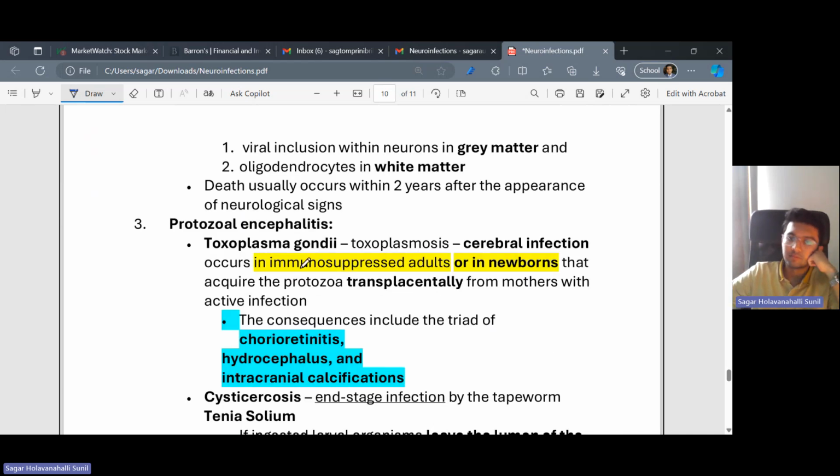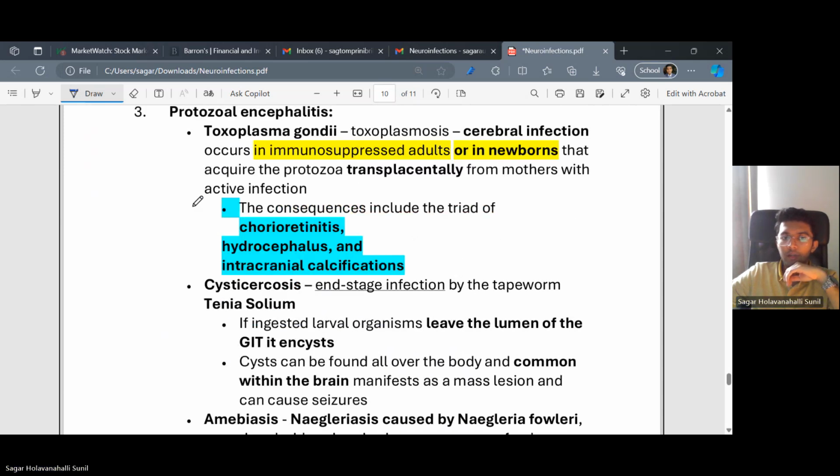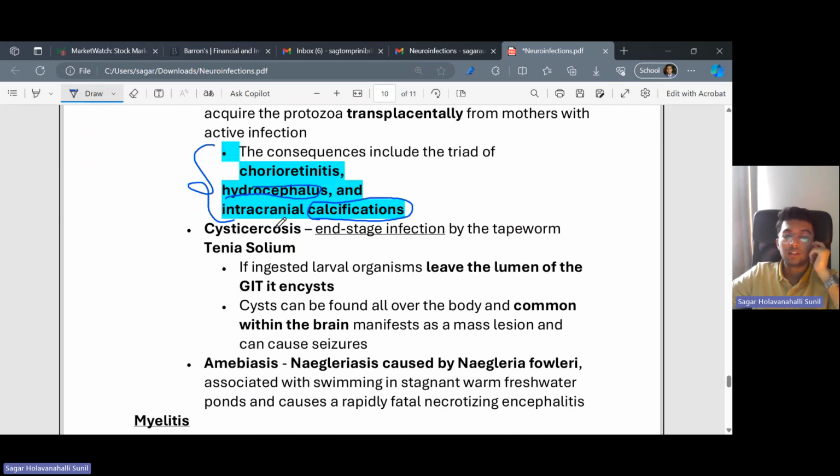Now comes the protozoal part. Okay, so again, Toxoplasma gondii. This is usually found in newborns, and it can be acquired transplacentally from mothers with active infection. Very important for you to remember these 3 parts: chorioretinitis, hydrocephalus, and intracranial calcifications. Just remember calcifications because these form granulomas and very distinctive features. And obviously, they're not going to get resolved. They'll form calcifications. Hydrocephalus is almost always found in many of the meningitis and encephalitis cases. Chorioretinitis, something that you have to remember. Cysticercosis, you're going to find cysts within the brain, very, very characteristic. You have to remember this.